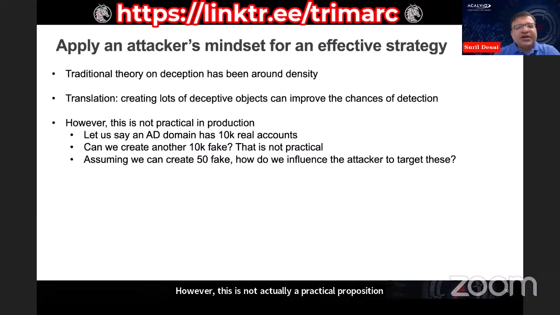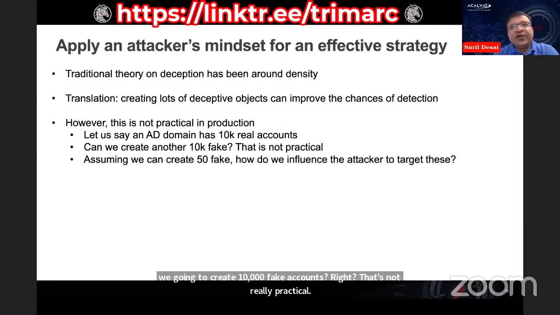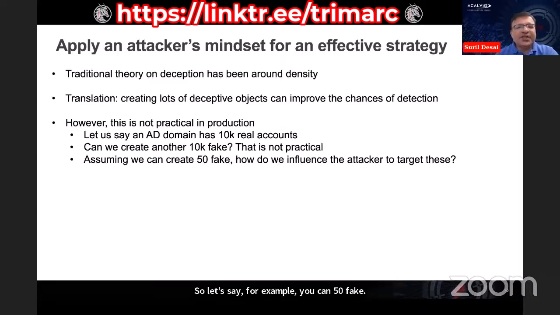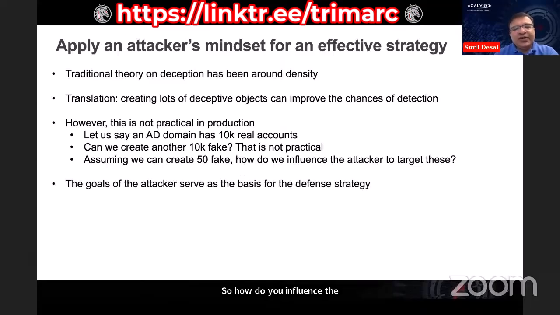So for example, let's consider an Active Directory domain that has 10,000 real accounts. Are we going to create 10,000 fake accounts, right? That's not really practical. So let's say, for example, you can create 50 fake. Now the attacker has 10,000 real accounts to target, and there are 50 fake. So how do you influence the attacker to go after the fake instead of the real? So now the goals of the attacker are what should be used as the basis for the defense strategy.